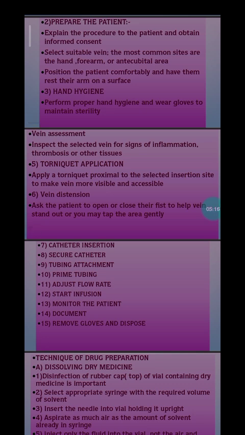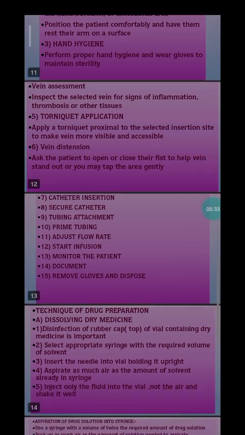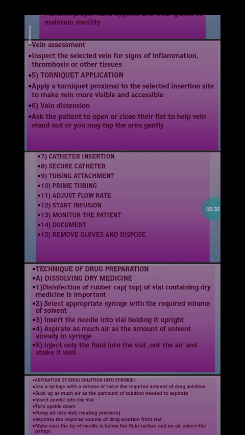8. Secure the catheter. 9. Tubing attachment. 10. Prime tubing. 11. Adjust the flow rate according to the requirement. 12th, we have to start the infusion. 13. Monitor the patient. 14 is documentation, and 15 is removal of gloves and dispose.